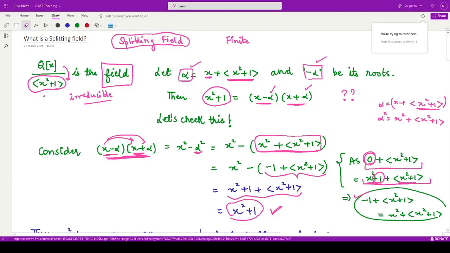In the last class, we studied what a splitting field is. Let us quickly revise it. A splitting field is something in which we can split your given polynomial into linear factors, right?